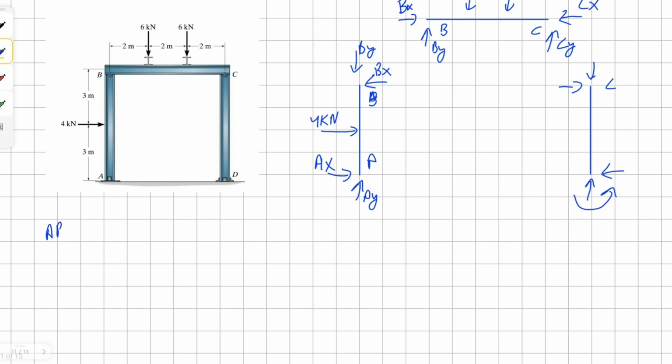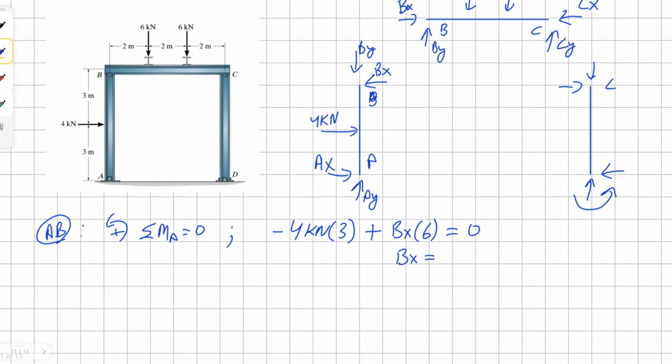Let's solve for member AB. I'm going to take a moment about the point A. The point load 4 kilonewton is acting clockwise, therefore it will be negative 4 kilonewton, and it's 3 meters away from the point. And then Bx is working counterclockwise, that's positive, and it's 6 meters away, equals 0. Solving for Bx, we get positive 2 kilonewton. And we can write it down here, 2 kilonewton. Okay, now we have that.